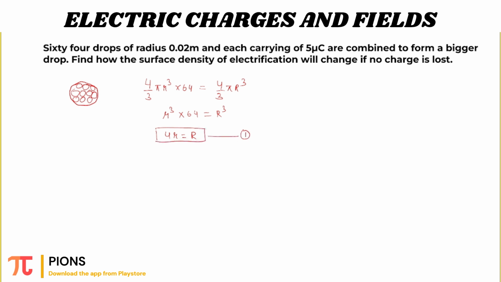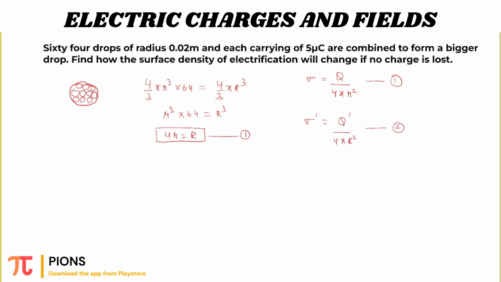Now, if this is the situation, let's see what the sigma is. Sigma for the smaller drop, let me call it sigma, will be equal to the total charge Q upon 4 pi small r square. That's our first one. And sigma dash will be the total charge on this larger drop. That will be Q dash. It won't be Q because there are 64 such Qs, upon 4 pi capital R square. That is equation 2.